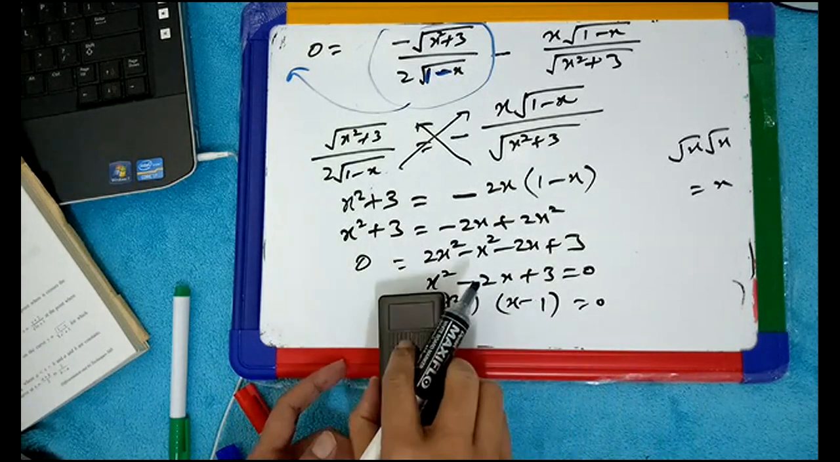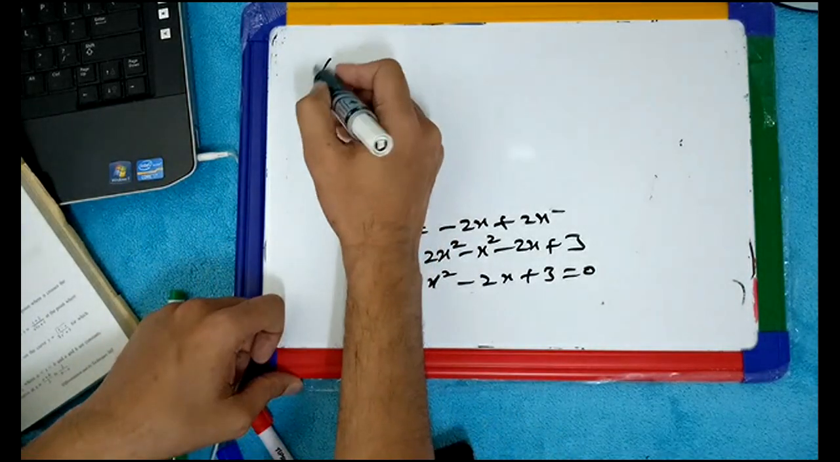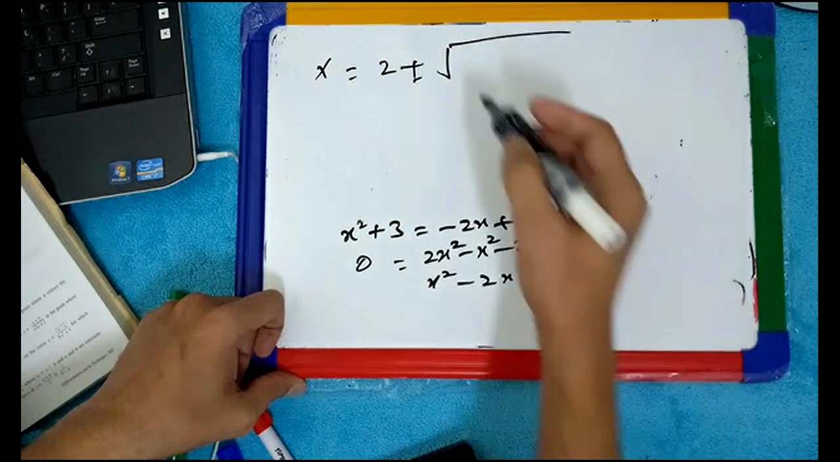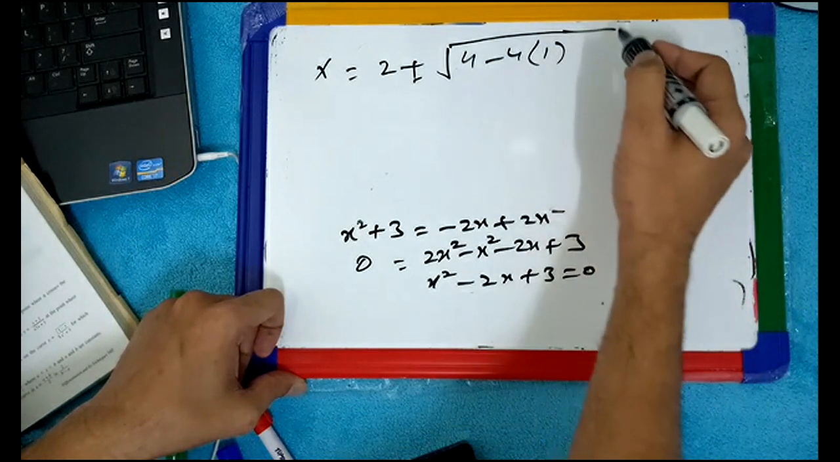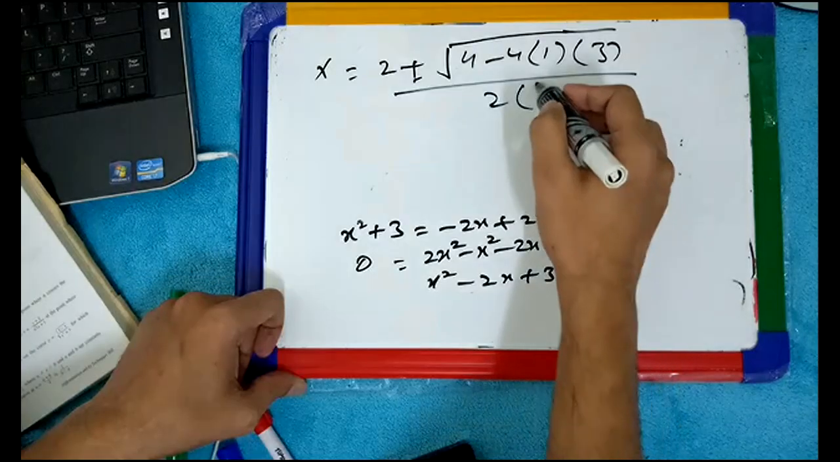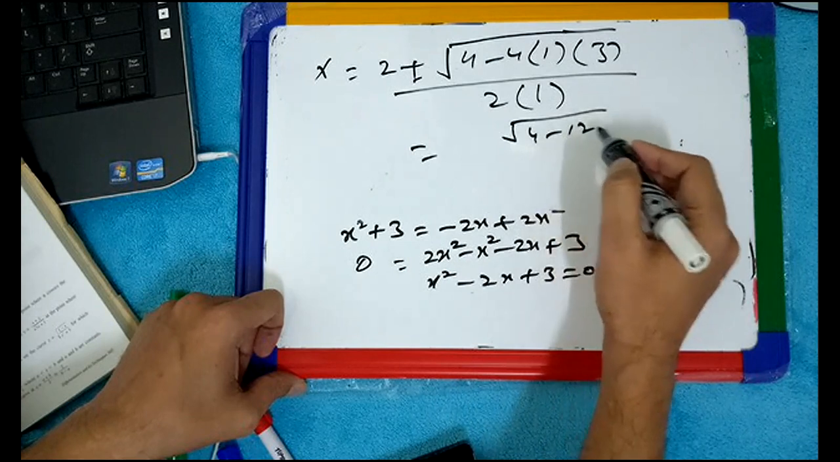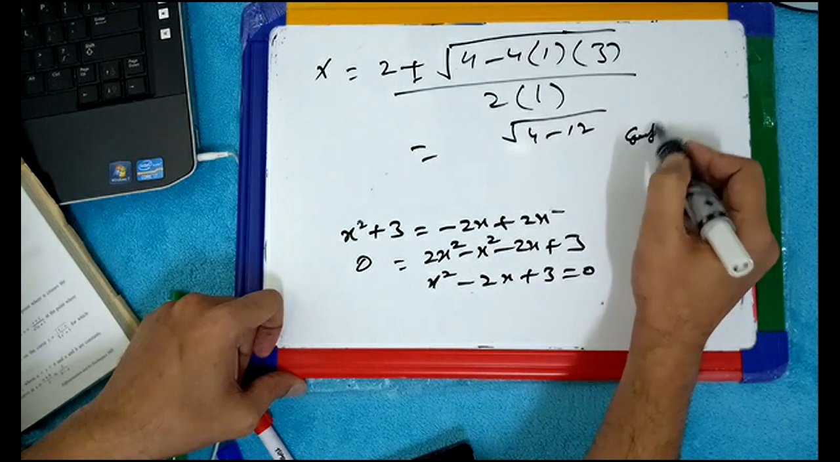So what you will do in this case, quadratic formula. The long one, the minus b. Very easy. You can use a calculator. At university stage, you directly write like this: x equals 2 plus minus, because minus minus will become plus, square root of b squared minus 4ac. b squared means 4 minus 4 times a is 1 and c is 3, over 2 times a is 1. Then the square root of 4 minus 12 is negative, so you write that this case is not applicable, meaning complex roots.